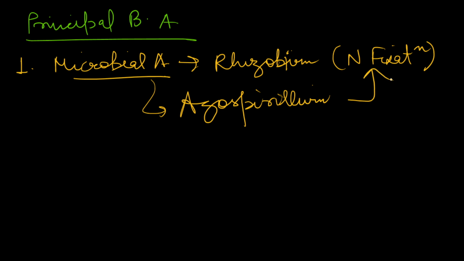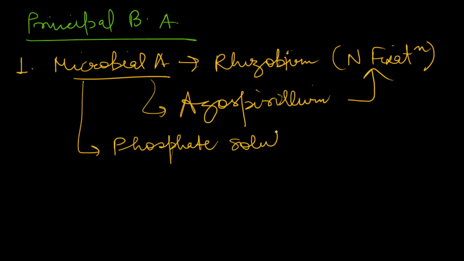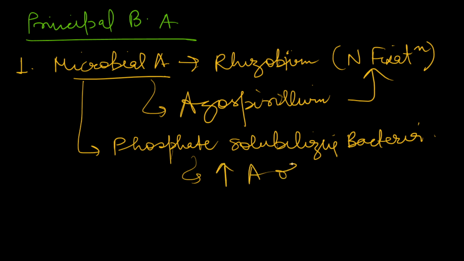You can mention phosphate solubilizing bacteria. It enhances phosphorus availability. Because phosphorus is in insoluble forms, it is not available to plants. But what these solubilizing bacteria do is convert the insoluble phosphorus to soluble forms, making it available to plants. So you can mention it here.